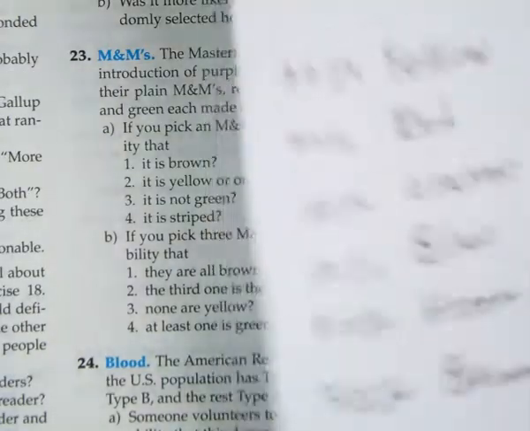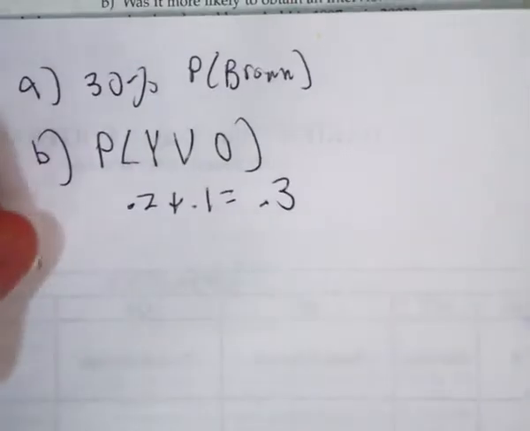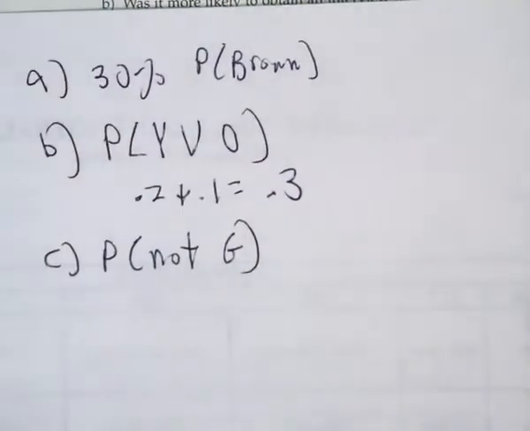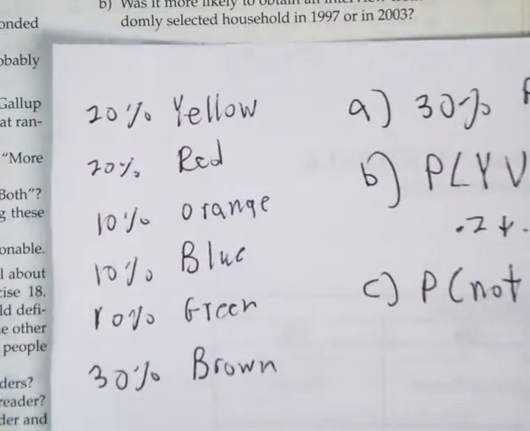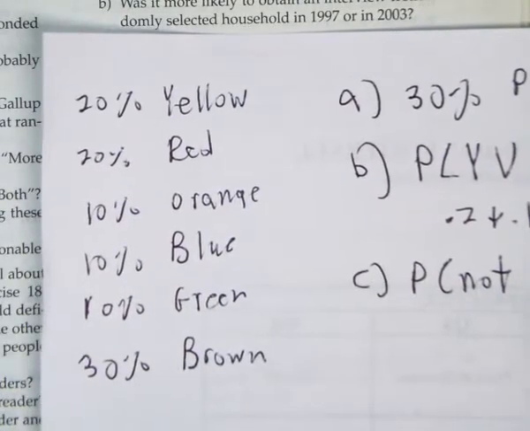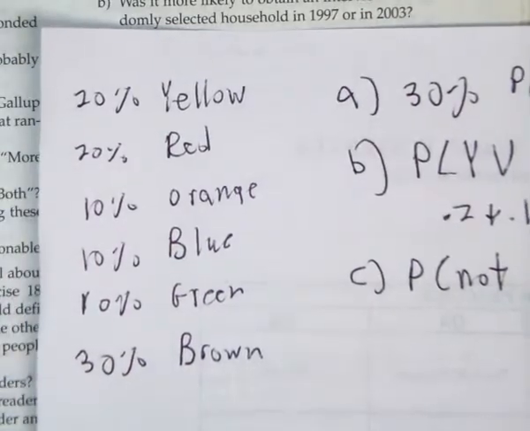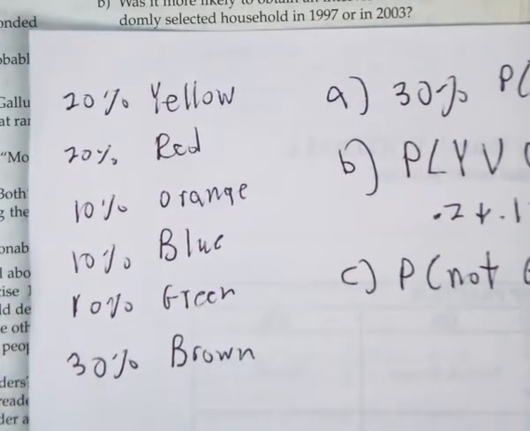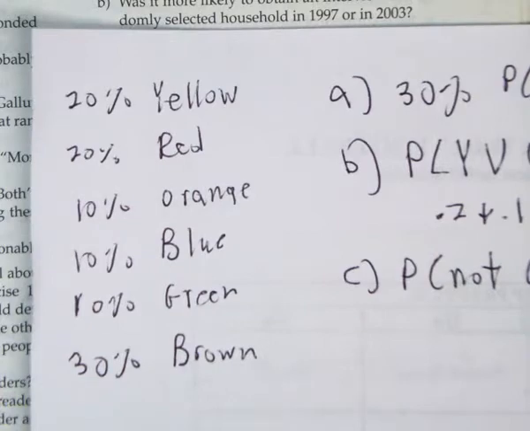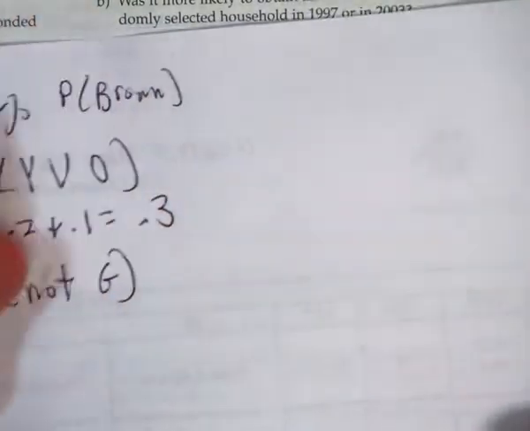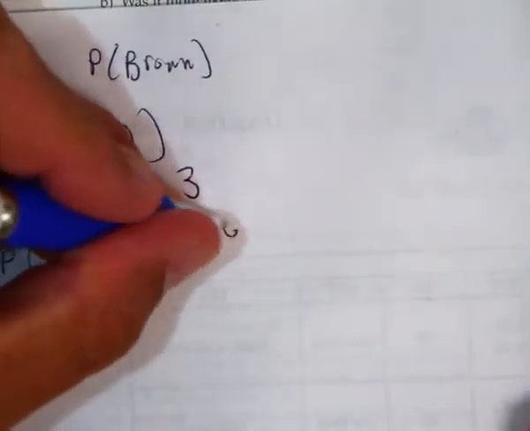Number 3, it is not green. Okay, so see the probability of not green. The probability it's not green, okay, is you could either add up all the colors that are not green, or you could do 1 minus the probability of it being green. Well, either way, it's 90%. So the probability it's not green is 0.9.